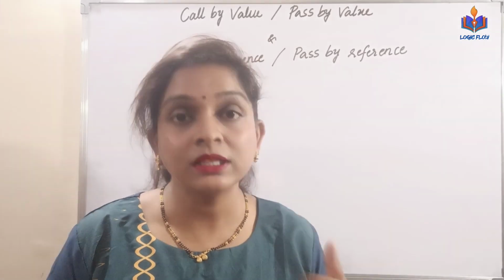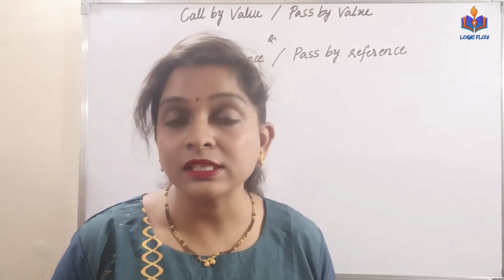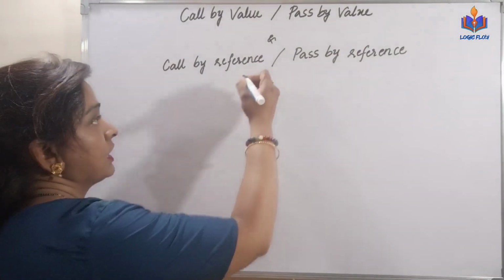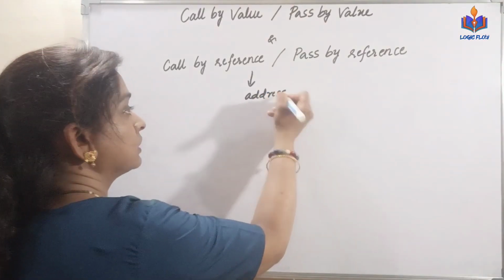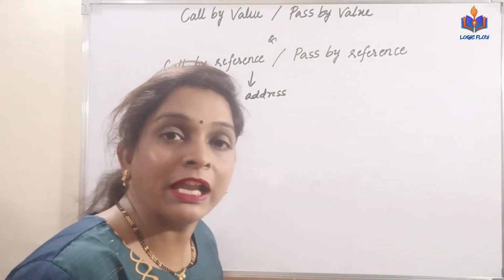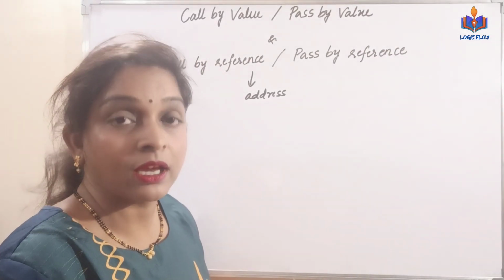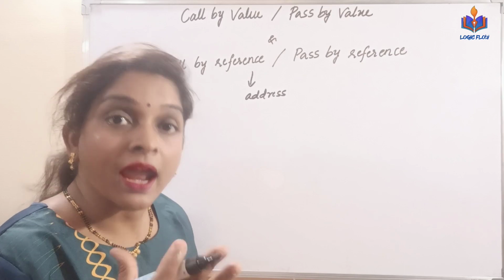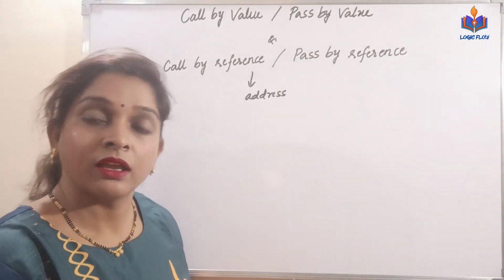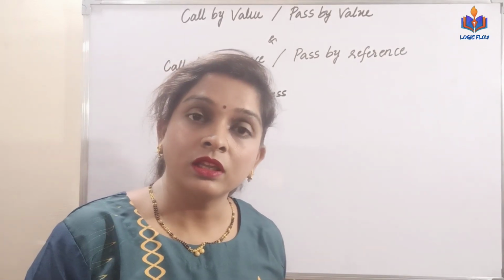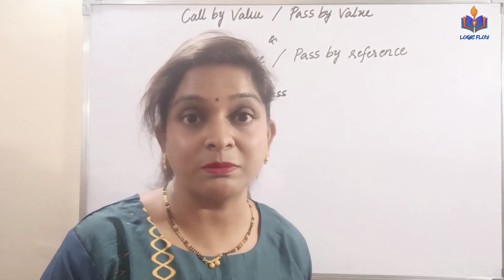Value means the actual value that we are going to pass. But reference is nothing but address. Reference means address. So when I call a function, I can pass the actual value itself, then it is called by value. When I call a function, I can pass the address of the variable, that is a reference. Why do we need to pass value and why do we need to pass the address? Let us understand that with an example program.